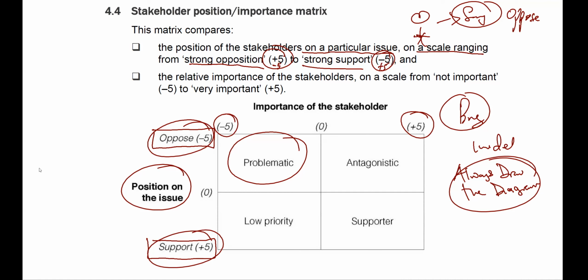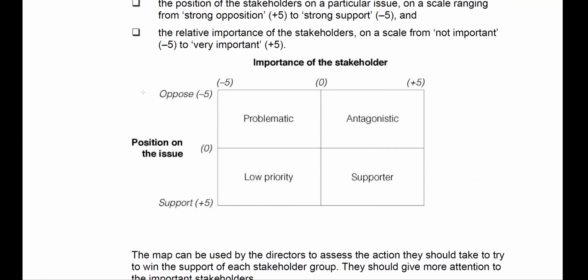Let us see. When the person highly opposes you, but he is less important, like the market woman we suggested, right? This becomes what? A problematic stakeholder. They don't want peace. They always want problems. They are problematic. Do you get it?